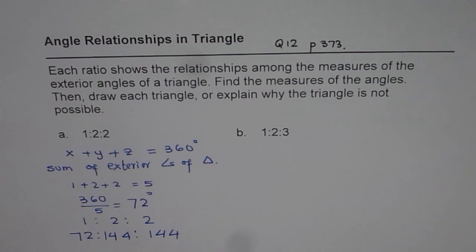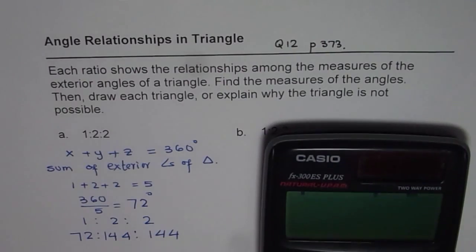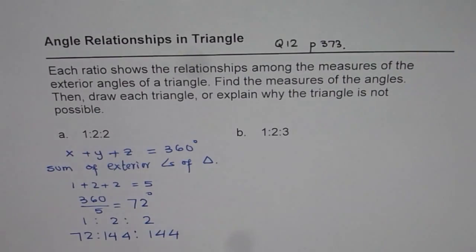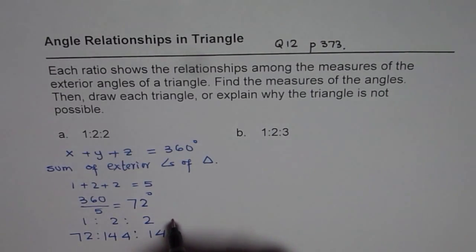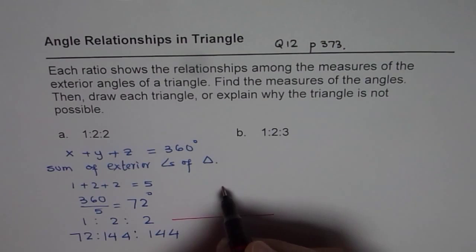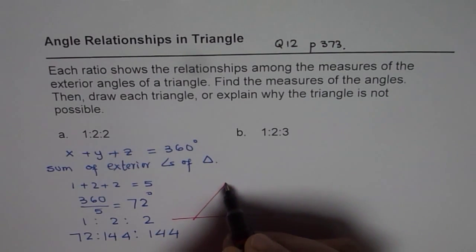Now the second part of this question is to sketch this particular triangle, right? So how to sketch it? Since the exterior angle is 144, what should be the interior angle? So that should be 180 minus 144, right? So we do 180 minus 144, we get 36. So it's an isosceles triangle whose interior angles will be 36 for exterior of 144, right? So let me just sketch it like this.